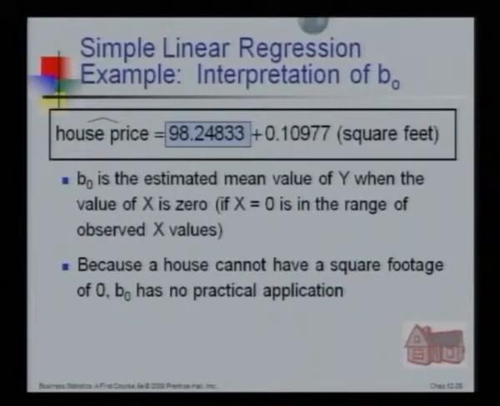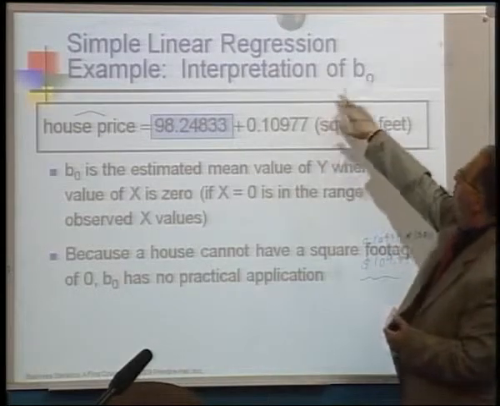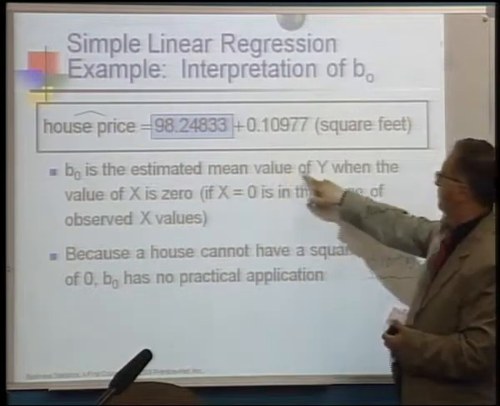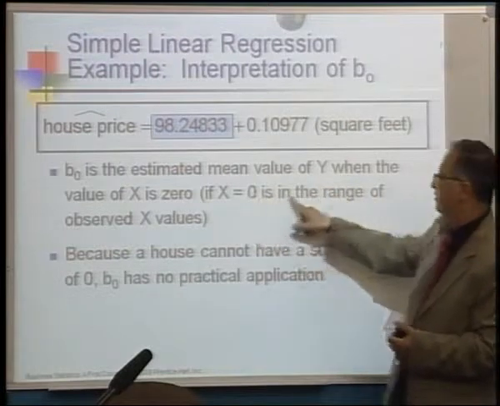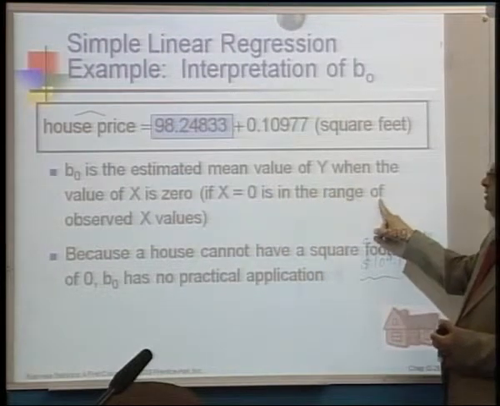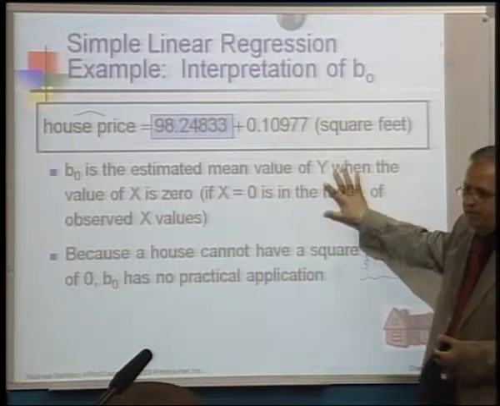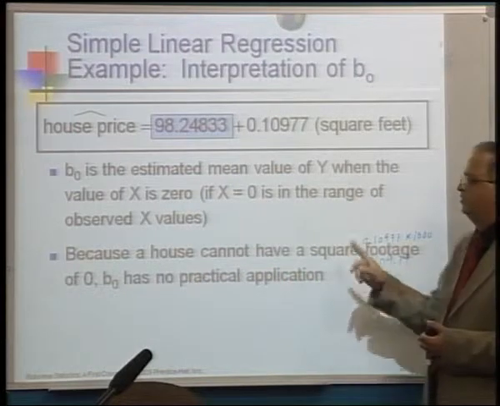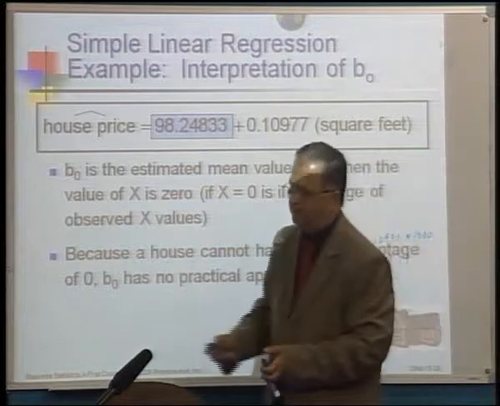In other words, we have this equation. So the interpretation of B0 again: B0 is the estimated mean value of y when the value of x is 0. That means if x is 0 in this range of the observed x values, that's the meaning of B0. But because a house cannot have a square footage of 0, B0 has no practical application.